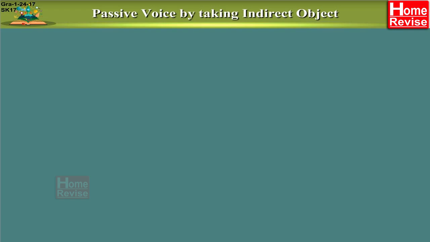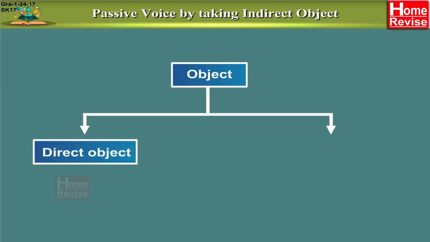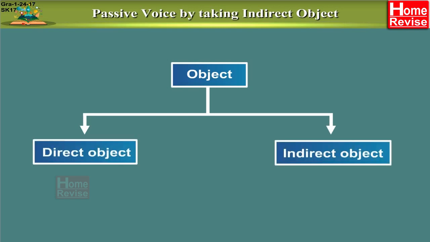Friends, in this unit we are going to learn how to change active voice to passive voice by taking the indirect object. To begin with, there are two kinds of objects, direct object and indirect object. Direct objects are mostly non-living things and indirect objects are the living things, especially human beings. Let's understand with an example.